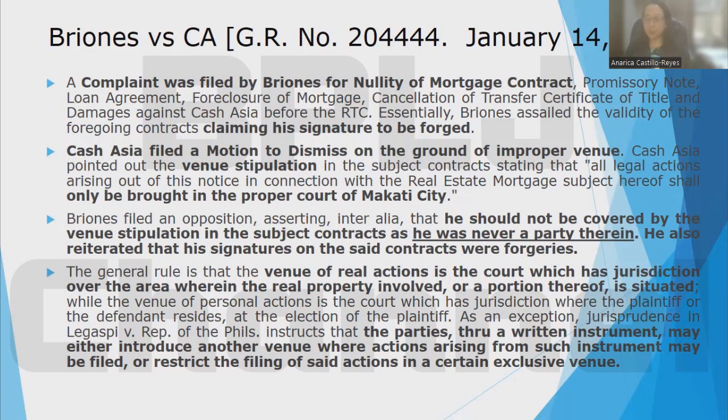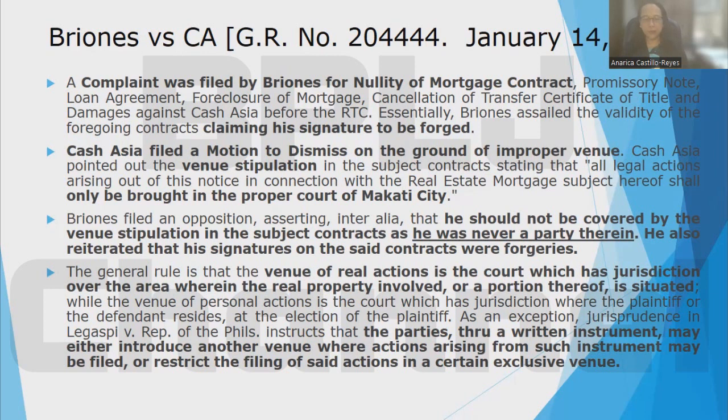Okay, Briones opposed on the ground that he should not be covered by the venue stipulation because he was never a party therein, because his claim was that his signature was forged, and therefore why should he be bound by a contract which he did not sign? Okay.